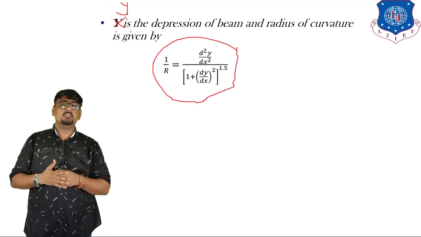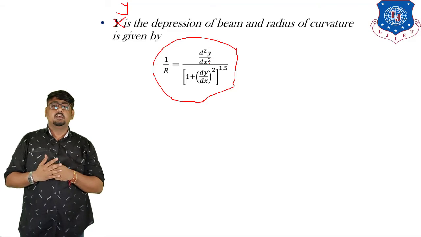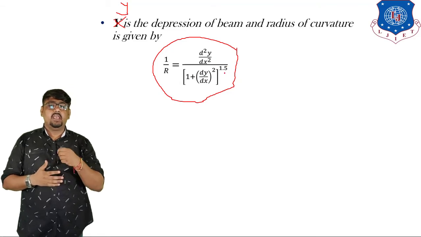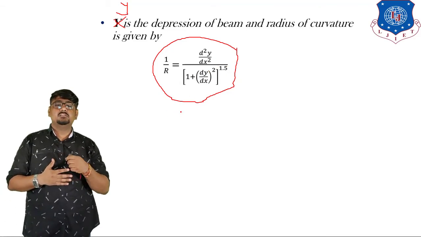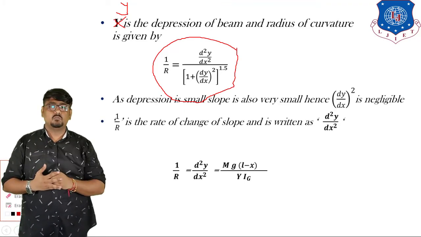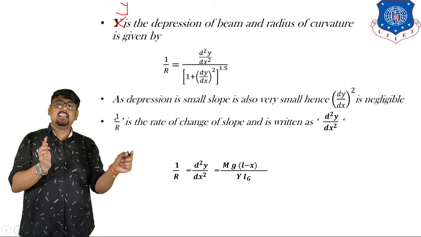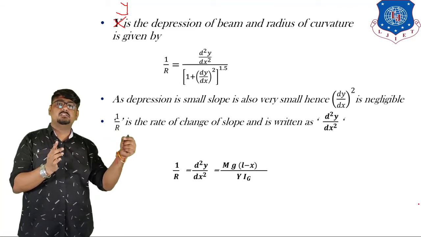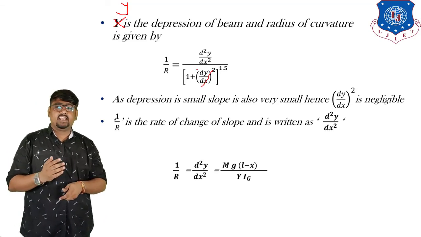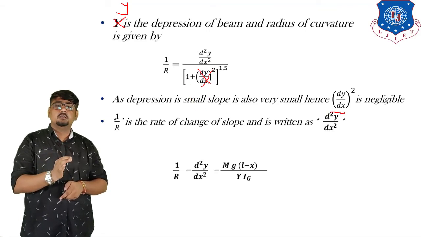So from the empirical relations we have 1 upon R equals d square y by dx square upon (1 plus (dy by dx) whole square) whole raised to 3 by 2. As the depression is small, the slope is very small, and hence (dy by dx) whole square, which is 0.000 something, can be neglected in comparison with 1. So we can neglect that part. Our expression for 1 upon R becomes d square y by dx square, since the denominator is 1.